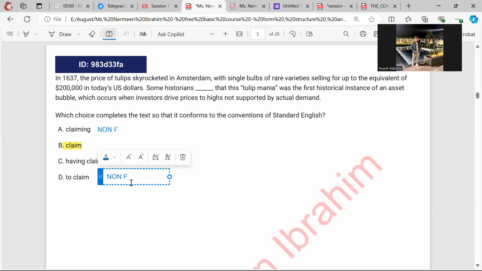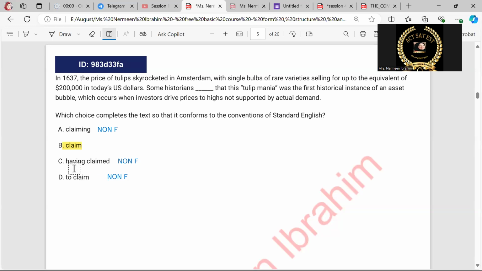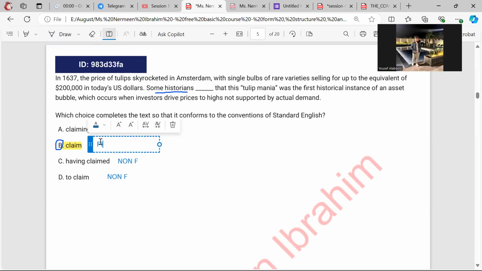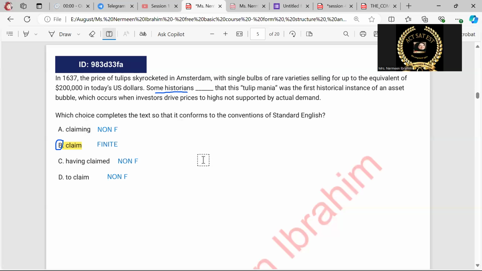No, because it starts with having, like claiming. Okay, so having or claiming. Can I say Yusuf having? No, that's non-finite. You need here some historians, that's the subject, and the subject needs a main verb. The only finite form that can make a main verb is claim. That's it.